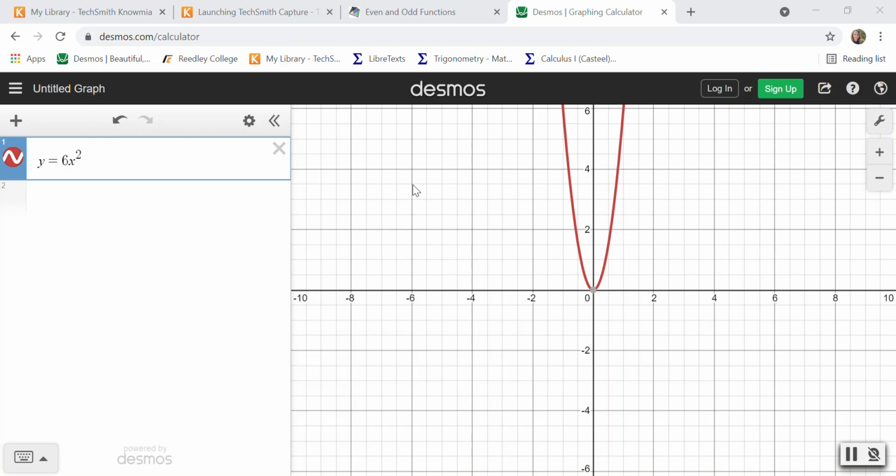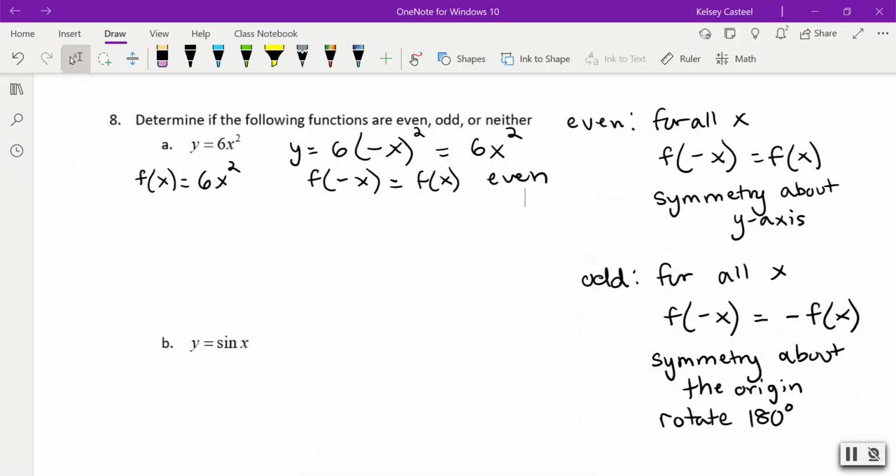So here I am in the Desmos graphing calculator. I have my function y equals 6x squared. So we have a nice parabola starting from the origin (0, 0). If I imagine taking the y-axis as my fold line, I do see that those two sides of the parabola would line up perfectly with one another. So this also verifies that this function is indeed even.